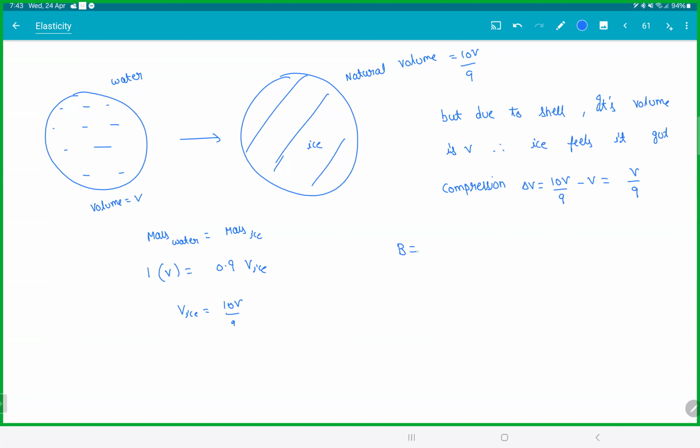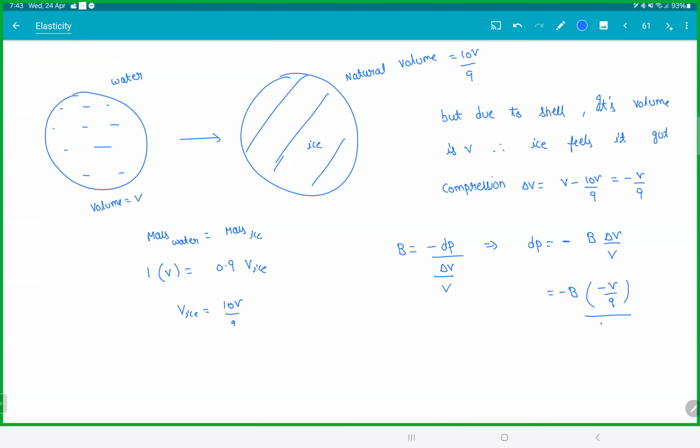Now in the formula, bulk modulus is minus dP by delta V by V. Actually, it is V minus 10V by 9, final minus initial, minus V by 9. So we have dP is minus bulk modulus into delta V by V. The minus bulk modulus, what is the change in volume? Minus V by 9.